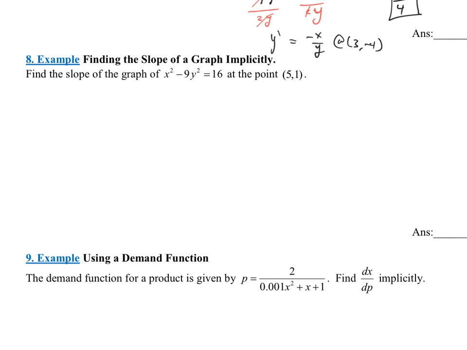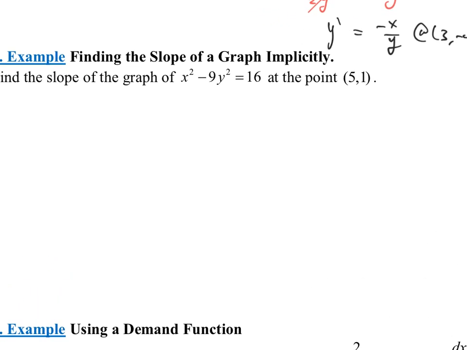You could easily graph this on Desmos and see what the graph looks like. There's no need, though, because we're still able to find the slope of the graph without even seeing the graph using our calculus techniques. How do we do that? Again, we're going to find the derivative with respect to x of both sides of this equation.